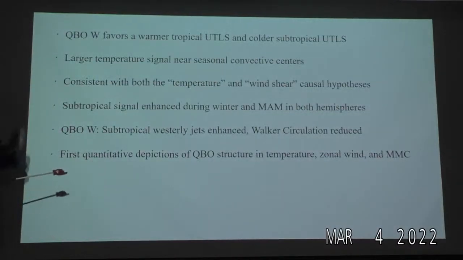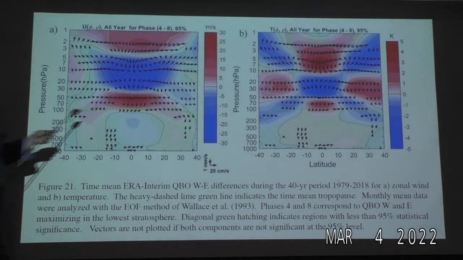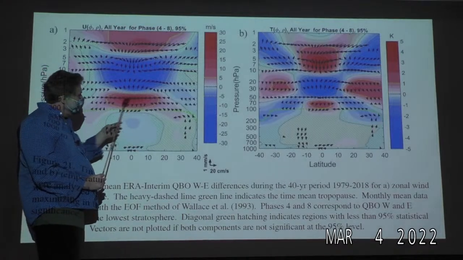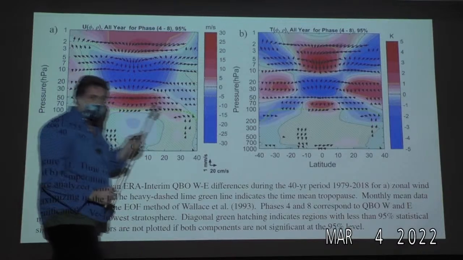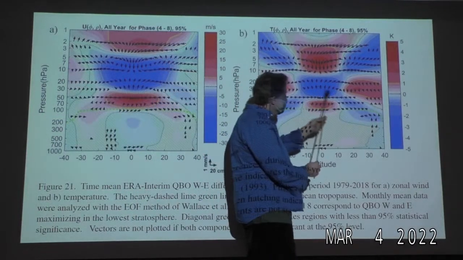Let's just go back to the winter. So what you can see is if you have a temperature anomaly in the lower stratosphere for QBO westerly that extends forward and downward. Same thing with this wind anomaly here.